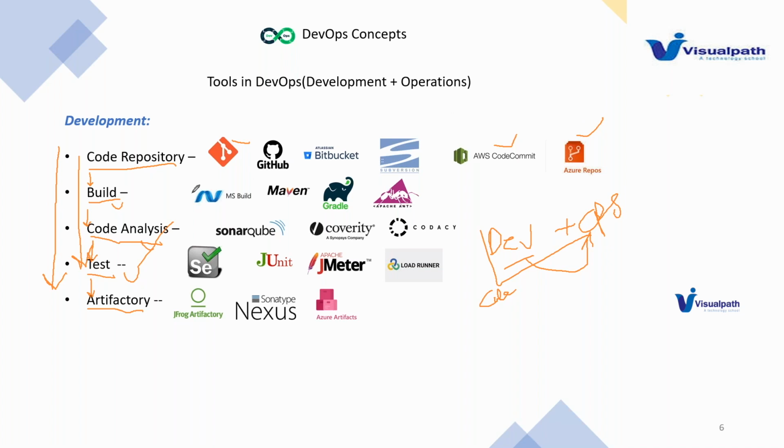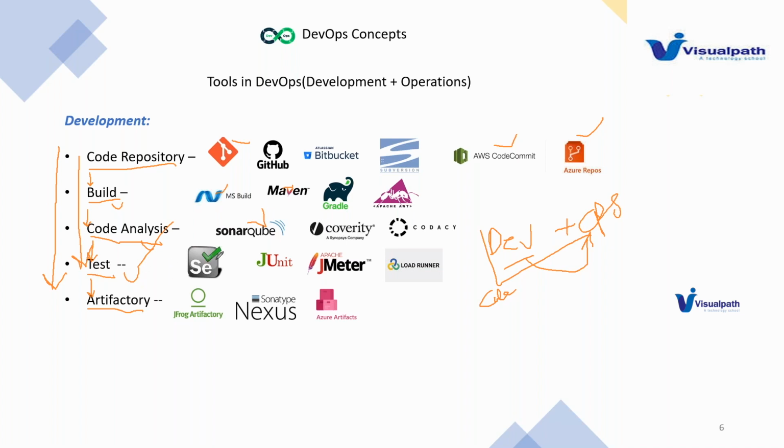When it comes to build, we have MSBuild for .NET code, Maven for Java, Gradle and Ant, and NPM for Node.js. There are some other build tools, but these are the main popular ones. For code analysis, we have SonarQube, a very popular tool which does all this code analysis.